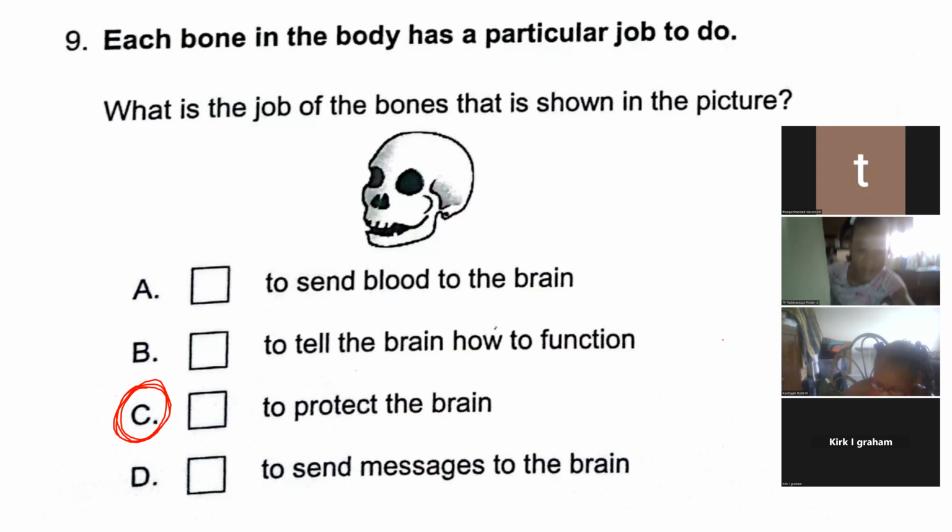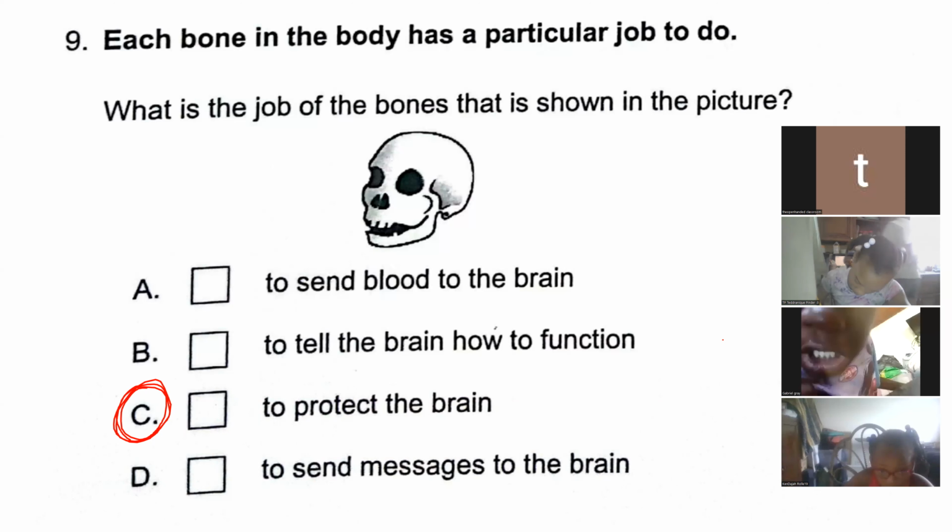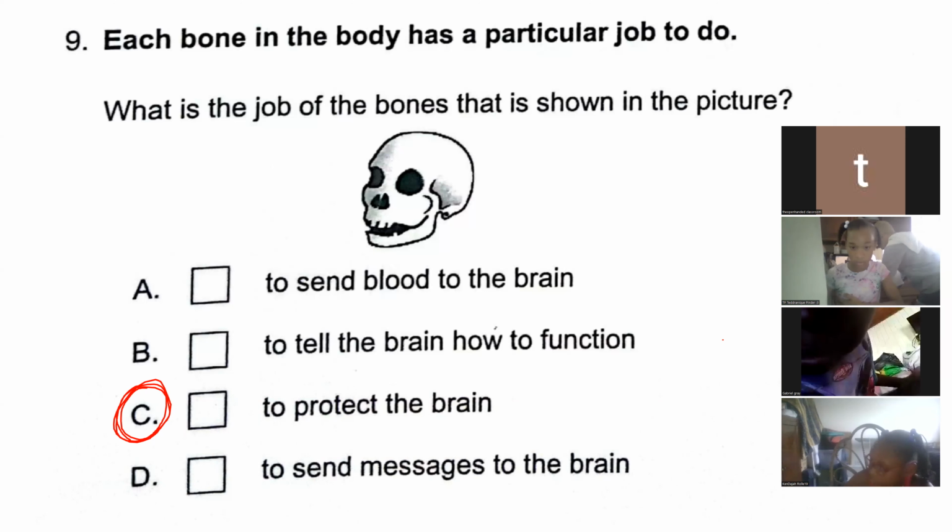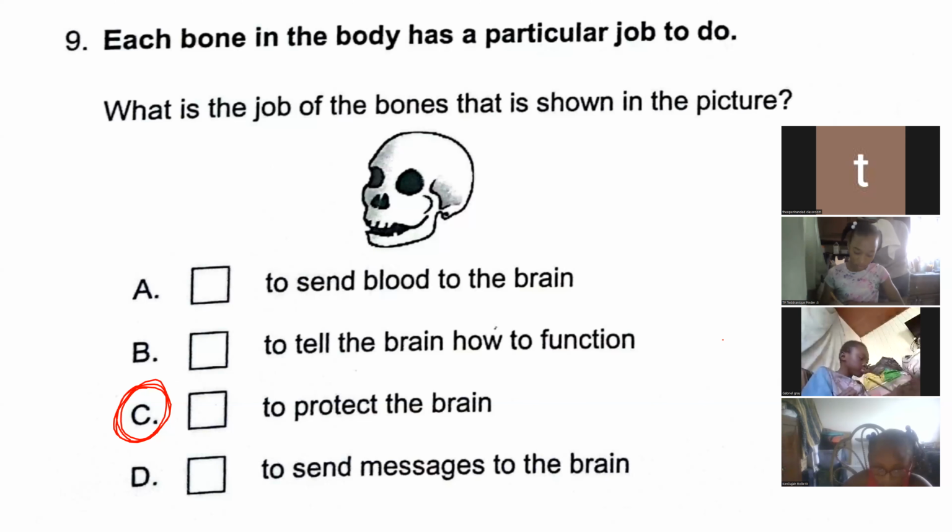And I'm not finished writing it yet. Okay. Excuse me, I can't see number D. Oh, you can't see it? It says to send messages to the brain. That's what it said. I'm finished. All right, great.